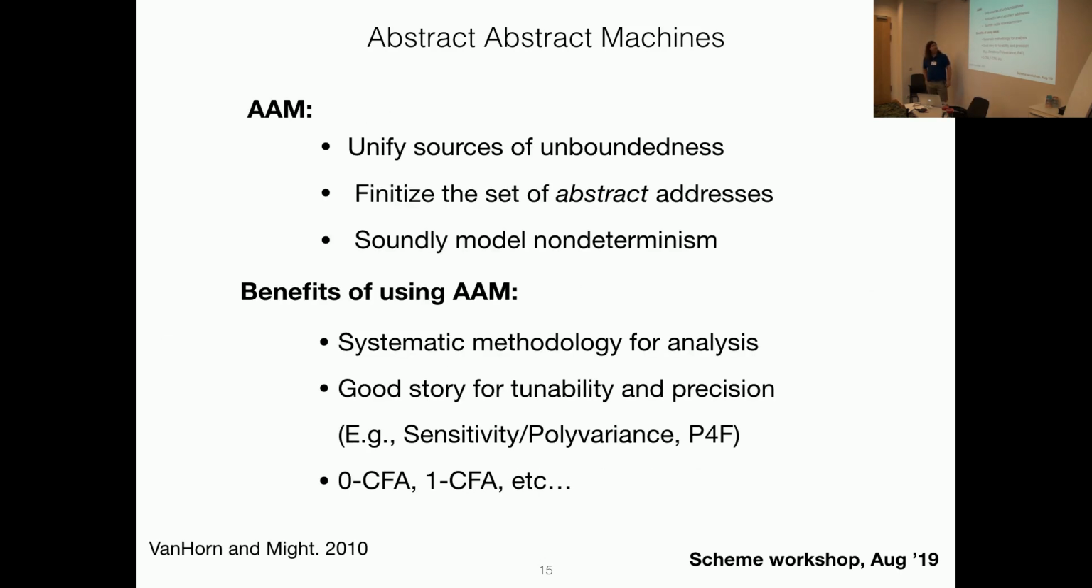All right, so that was abstract machines. Unify the unboundedness, finitize the set of addresses, and then find a way to get soundness out of this. And that means we get a systematic methodology for analysis, and we're able to work with tunability and tune that precision. I'll say that briefly in a moment. And we can get things like 0 CFA and 1 CFA, which are pretty common in multiple forms of program analysis.